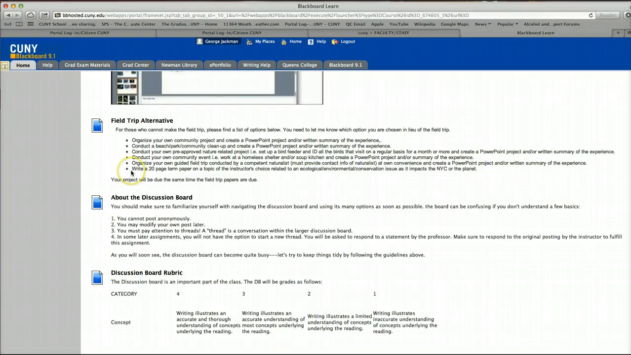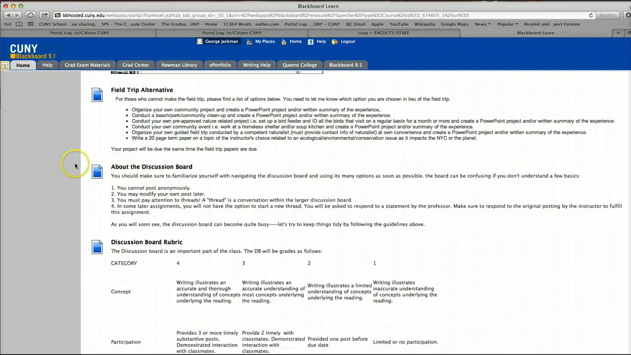Okay, and then there's other people who, for whatever reason, maybe are handicapped, and they can't get outside. Or they just simply don't want to go on a field trip. Well, we have an alternative. You can write a 15 to 20-page term paper related to an ecological or environmental conservation issue. That will be the instructor's choice.